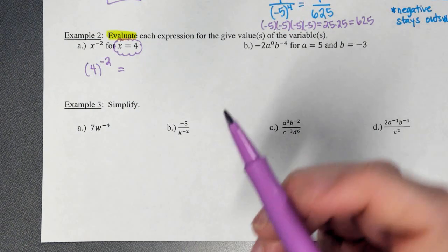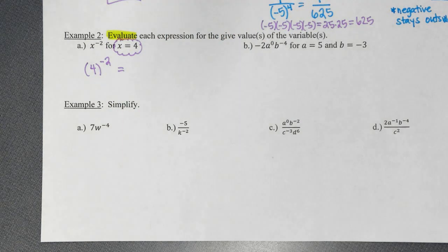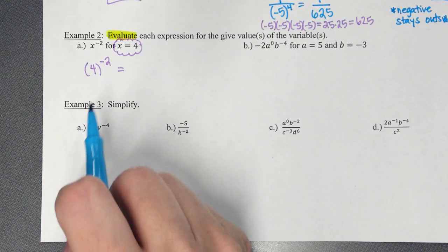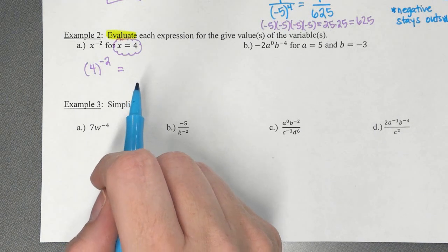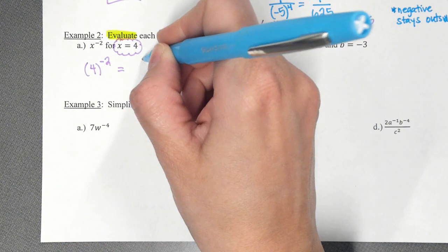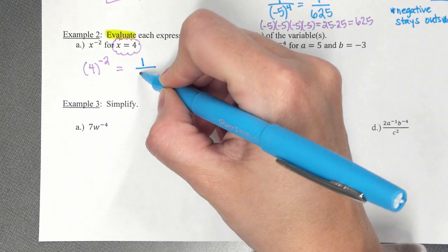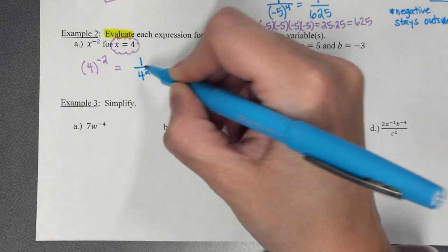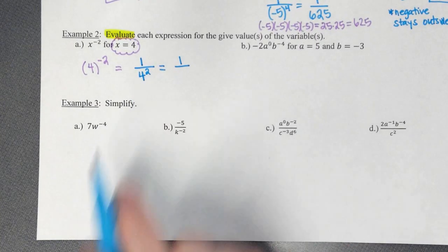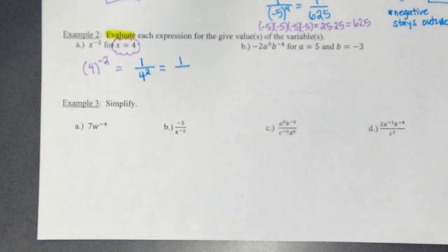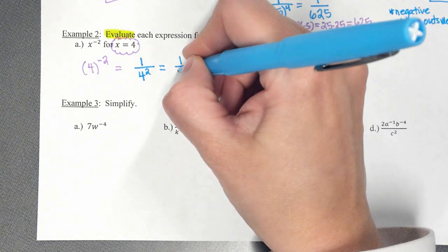Okay, so anytime you have a negative, what's our rule? What's the new rule we learned today? If you have a negative, what am I going to have to write? What do you think? Yeah, 1 over? Yes, great. 1 over 4 to the second. Do you guys know what 4 squared is, or 4 times 4? Yep. Nice.